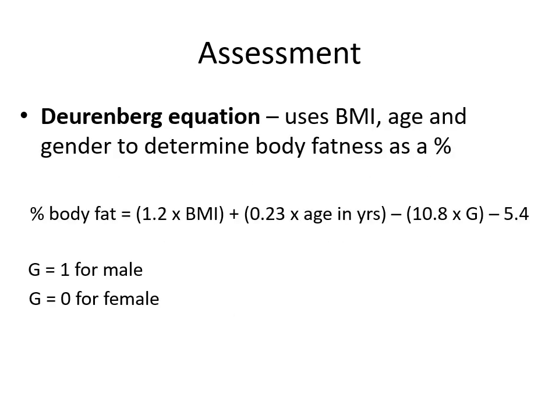One way we can estimate percent body fat is the Deurenberg equation. This uses BMI, age, and gender to help estimate body fatness as a percentage. So here we can see the equation: percent body fat is equal to 1.2 times BMI plus 0.23 times age in years, minus 10.8 times sex, where we use either a 1 for male or 0 for female, minus 5.4.